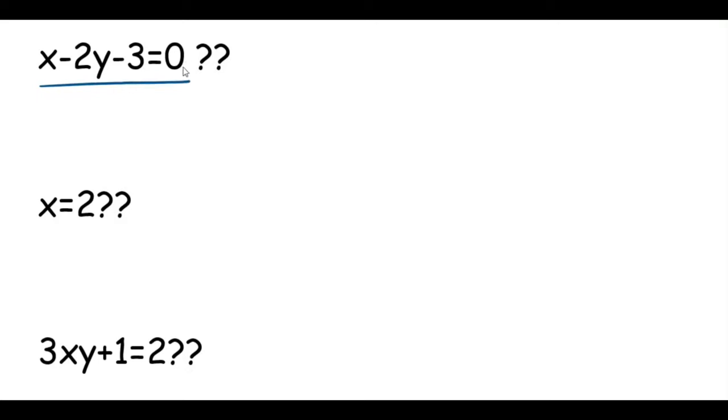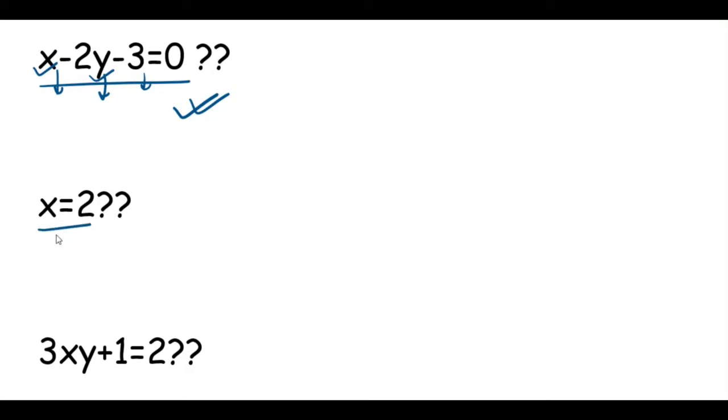Next, consider this example, x minus 2y minus 3. So here note that the degree of x is equal to 1, the degree of y is also equal to 1, and the degree of the constant is 0. And we have two variables x and y. Therefore, this will also be an equation in two variables which is linear.